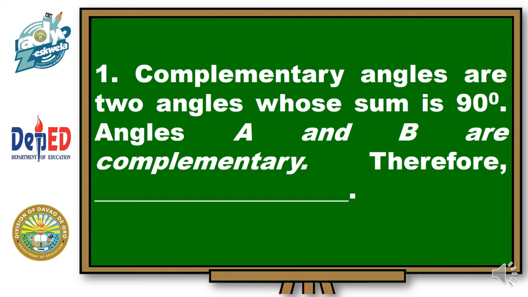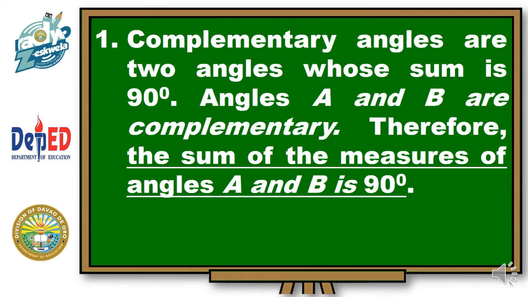To complete the statement, the answer is, what is your answer? Correct. The sum of the measures of angles A and B is 90 degrees. Why? Because angle A and angle B are complementary. Complementary angles are defined as two angles having a sum of their measures of 90 degrees. Therefore, we can conclude that the sum of the measures of these two angles is 90 degrees.